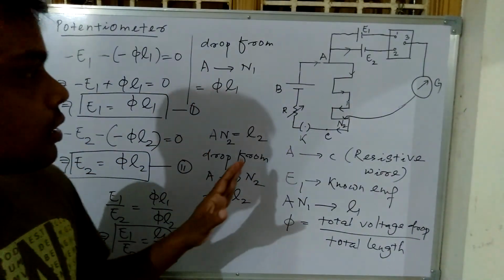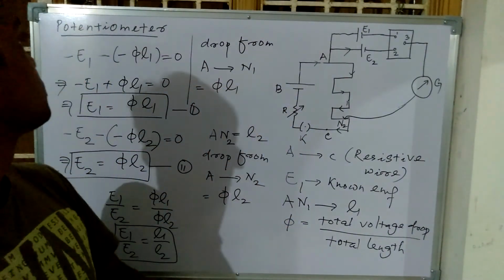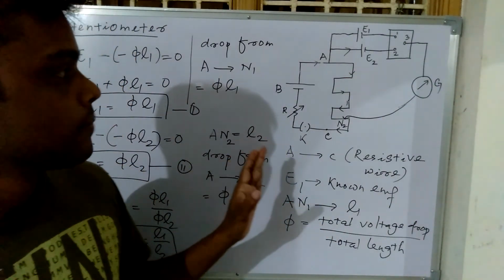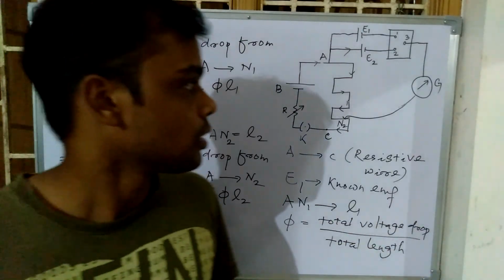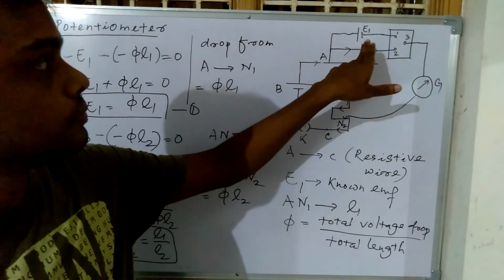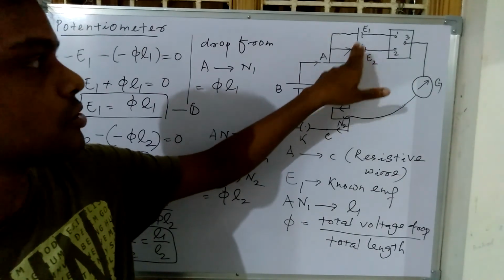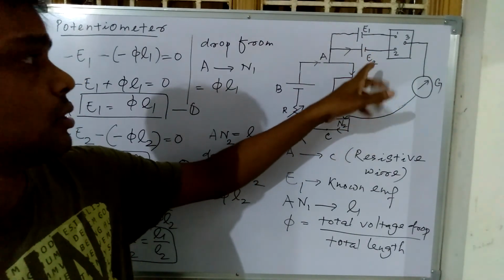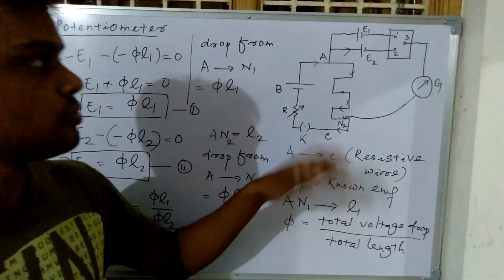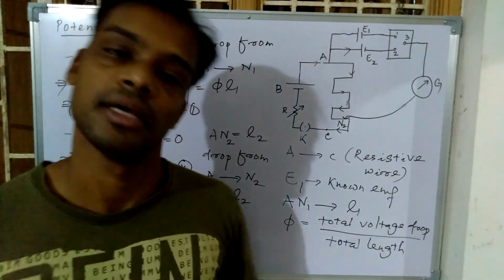So with this, the first application of your potentiometer is over. In the next video we shall discuss how to determine the internal resistance of an unknown cell. In this case we are not considering the internal resistance. In another application we shall determine how to find out its internal resistance.